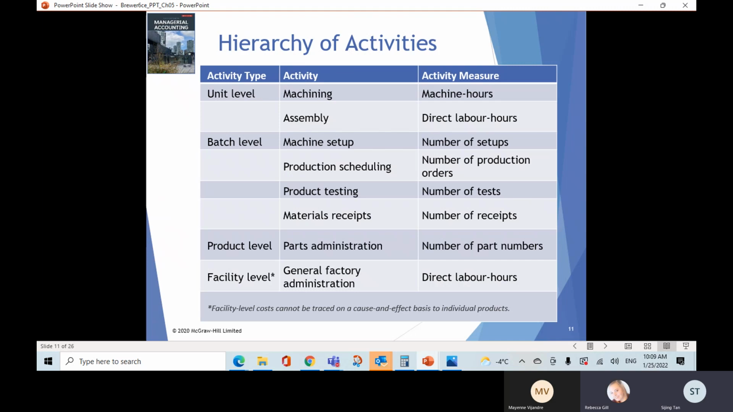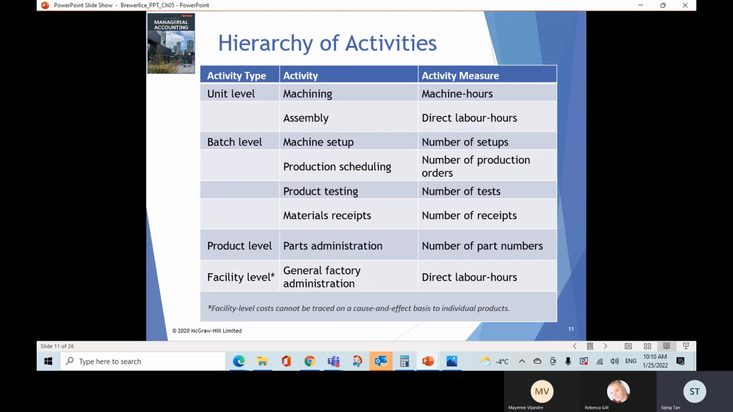For example, providing power to run processing equipment will be a unit level activity. Batch level activities are performed each time a batch is handled or processed, regardless of how many units are in the batch. For example, setting up equipment and shipping customer orders are batch level activities. Product level activities relate to specific products and must be carried out regardless of how many batches are run or units produced and sold. For example, designing or advertising a product will be a product level activity.